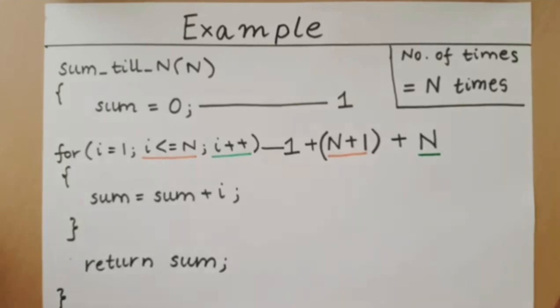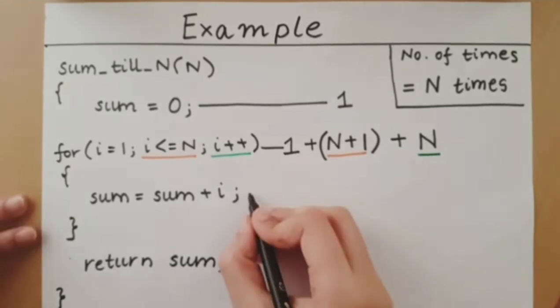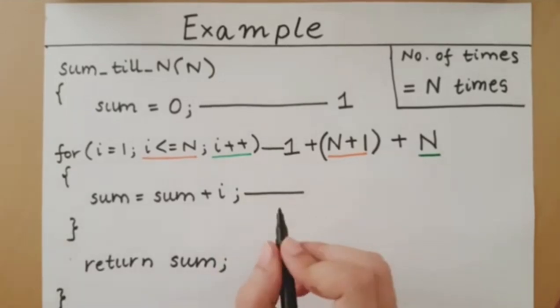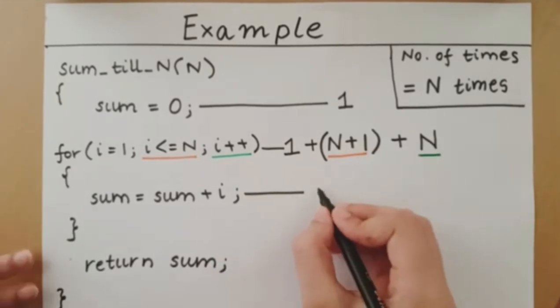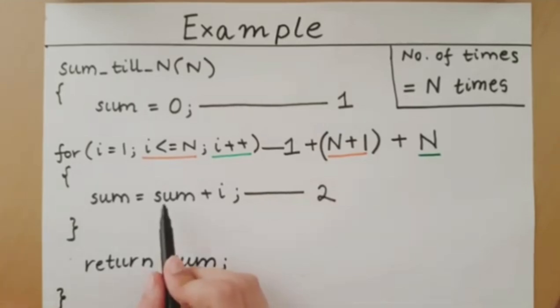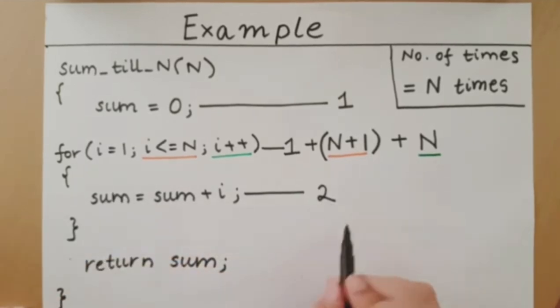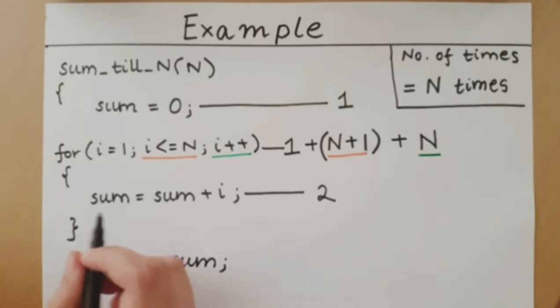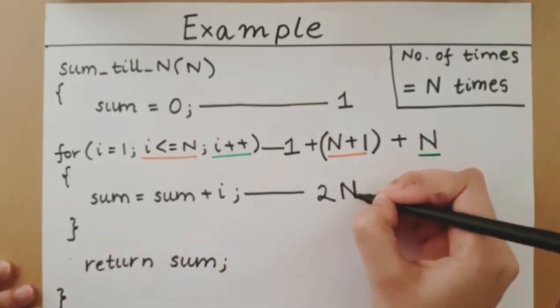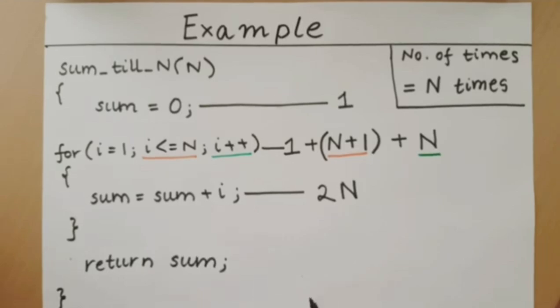Let's look at what is inside the loop. We have one statement. This statement on its own will take two primitive operations. One primitive operation to calculate sum plus i and one primitive operation to assign the value of sum plus i back into sum. So this takes 2 units of time. We have already mentioned that the number of times the loop executes is n times. So the number of times this statement will execute will also be n times. So the time taken in this algorithm by this statement is 2 into n.